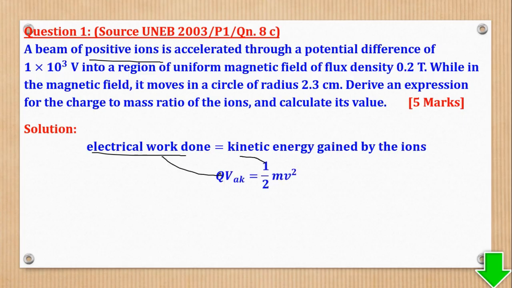Now we are using Q and not E, because if it was an electron we would have used E, but now it is just a positive ion. That's why we use Q, equal to a half mv squared. That means that when I make V the subject, I'll come up with this.